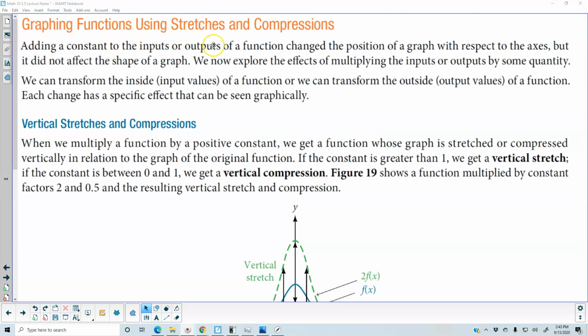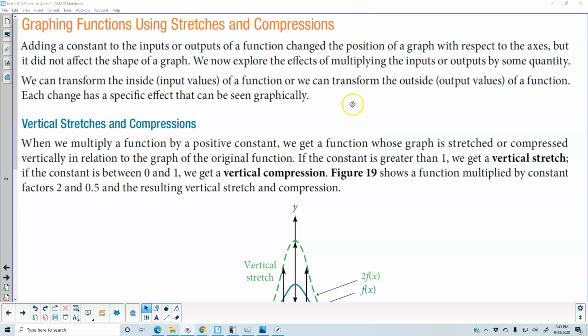Graphing functions using stretches and compressions. Adding a constant to the inputs or outputs of a function changes the position of a graph with respect to the axes, but it does not affect the shape of the graph. We now explore the effects of multiplying the inputs or outputs by some quantity.